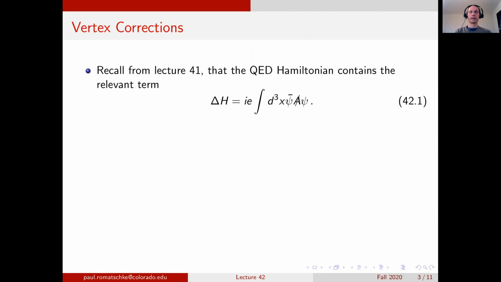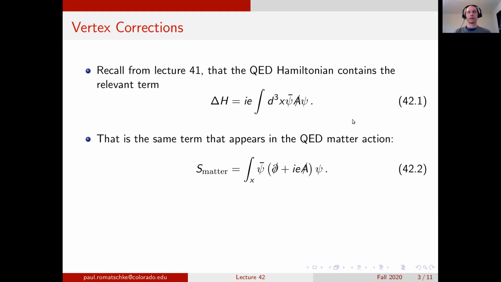Recall that the Hamiltonian that gives rise to the magnetic moment of the electron is given by the coupling between the electron that is described by the spinor psi and the photon that's given by the gauge field A. That coupling term is the same that appears in the QED action, in particular the matter part, which is psi bar (D slash plus i A slash) psi. So recall that these are the same.